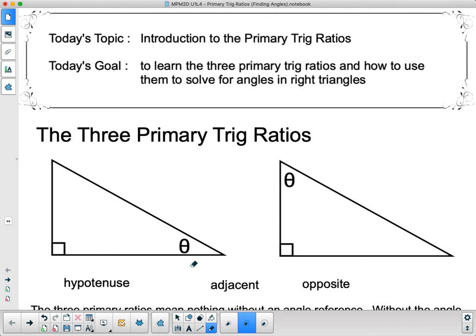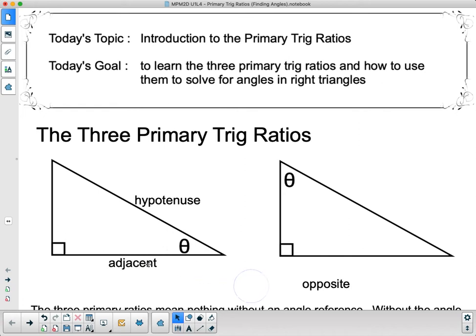When we have a right angle triangle, we have special names for the sides. You probably already know that the long side across from the right angle is called the hypotenuse. Now, the other two names are adjacent and opposite. Adjacent means next to, and we always label the sides according to the angle that we're looking at. So this angle here, the side that is next to it or adjacent to it is this one. It's touching it. And the side that is opposite it is this side over here.